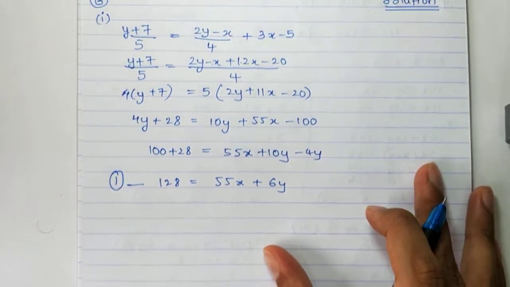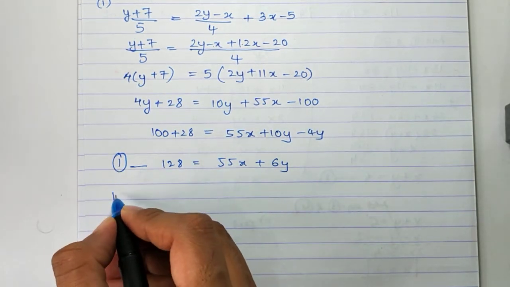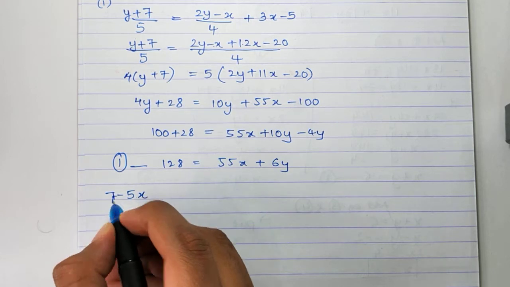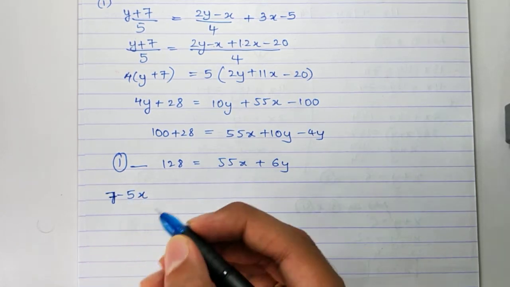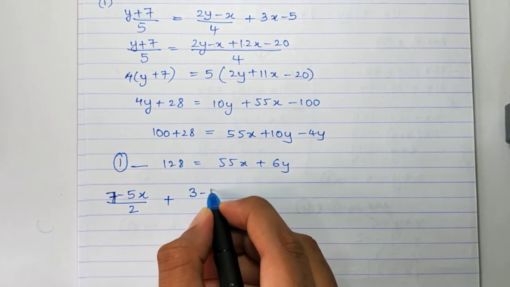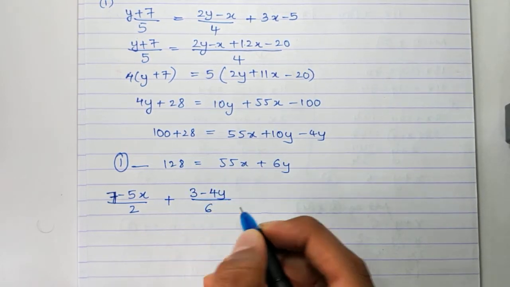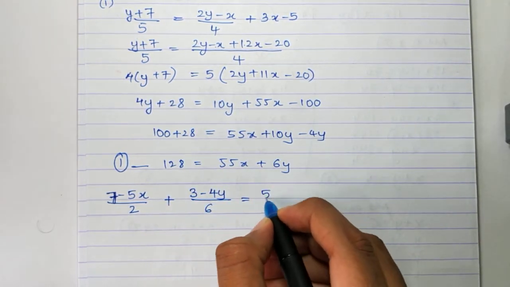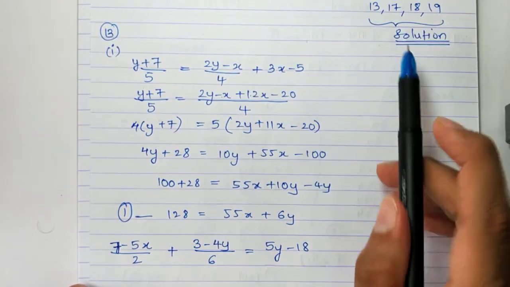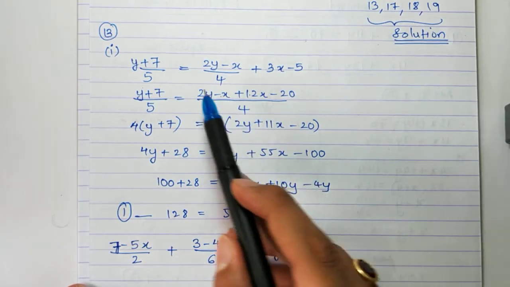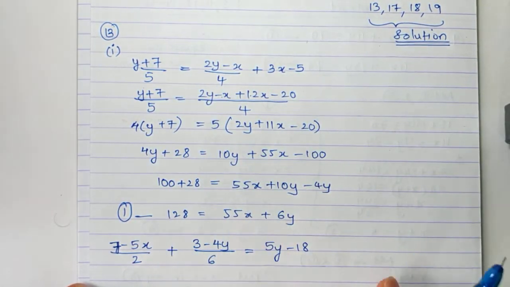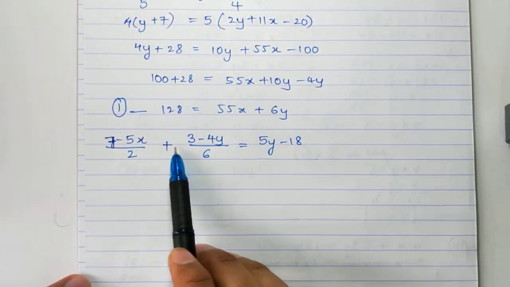Okay, in the same way I'll find the second equation. It is (7 minus 5x) upon 2 plus (3 minus 4y) upon 6 equals 5y minus 18. All these four sums will have these type of questions where the question is given in complex form. You have to first simplify and form an equation. Okay, this also I will simplify and form an equation.